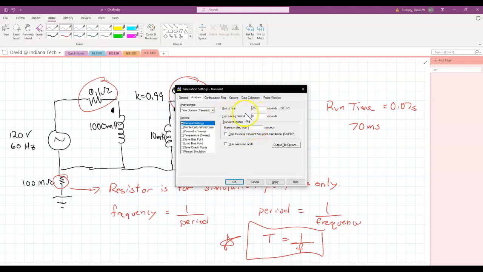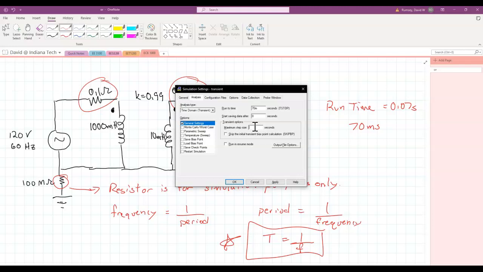Now the start saving data after seconds, this is for if it takes a certain amount of time for the circuit to charge up. You might want to wait maybe 100 milliseconds before you actually start recording data. But for now, we don't have to worry about any of that with the circuits we are doing. Now, we do want to set this maximum step size because by default, Cadence doesn't use very many points to simulate because it takes more time to simulate when you do more points. But you don't get nice smooth graphs.